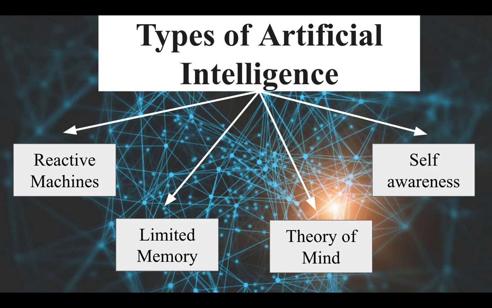A reactive machine follows the most basic of AI principles and, as its name implies, is capable of only using its intelligence to perceive and react to the world in front of it. A reactive machine cannot store a memory and, as a result, cannot rely on past experiences to inform decision making in real time.